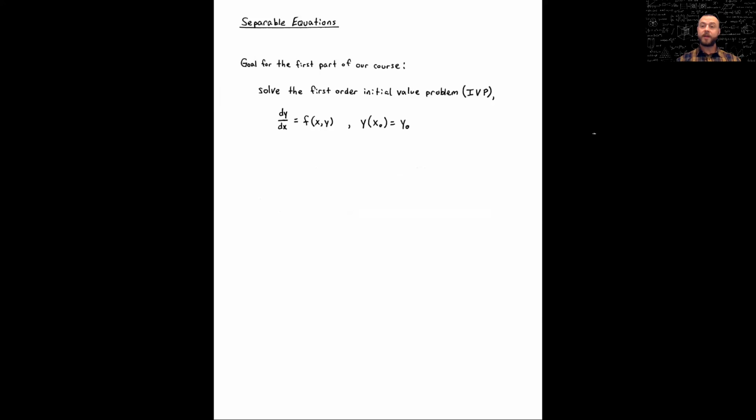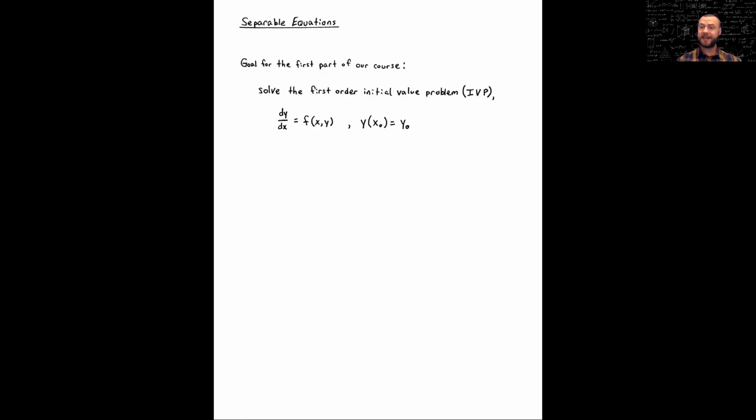All right, so what I want to do right now is introduce a type of mathematical problem for our course, something called a first order initial value problem. So we'll use this abbreviation IVP for initial value problem throughout the course. And this is pretty much what our first few lectures will focus on. A lot of the content on exam 1 deals with first order initial value problems.